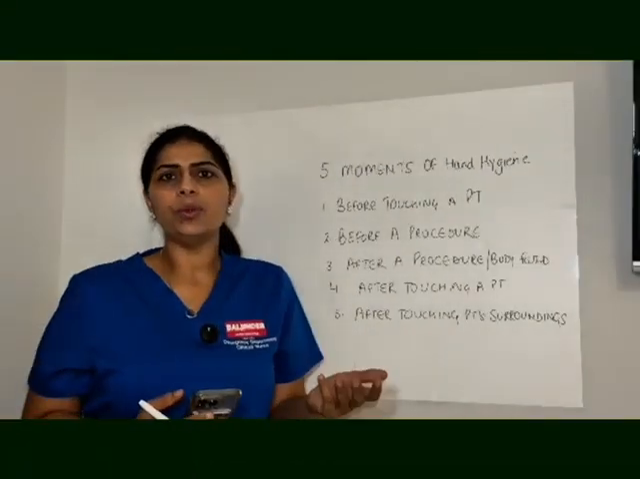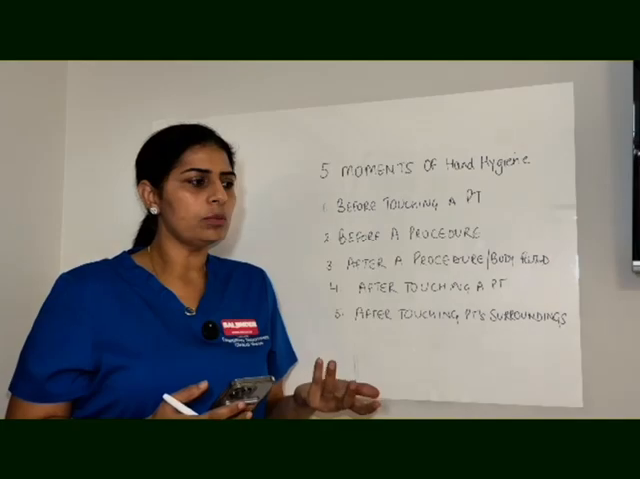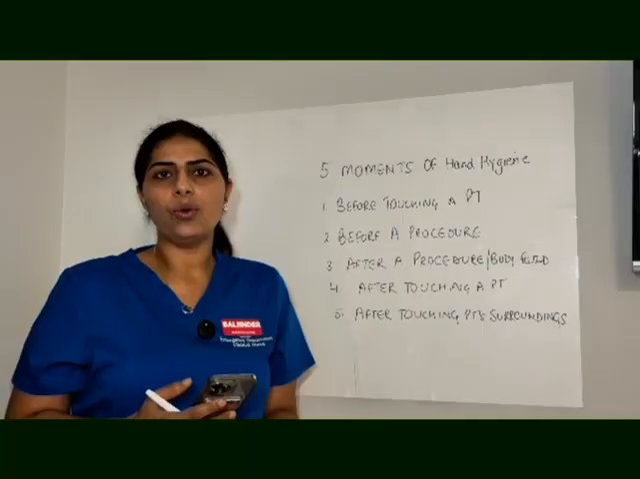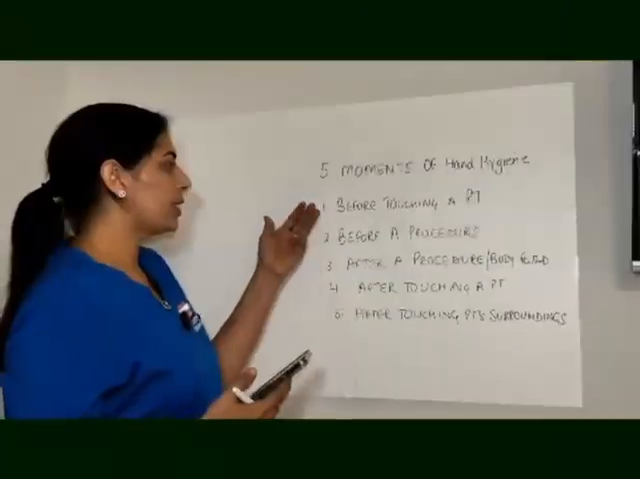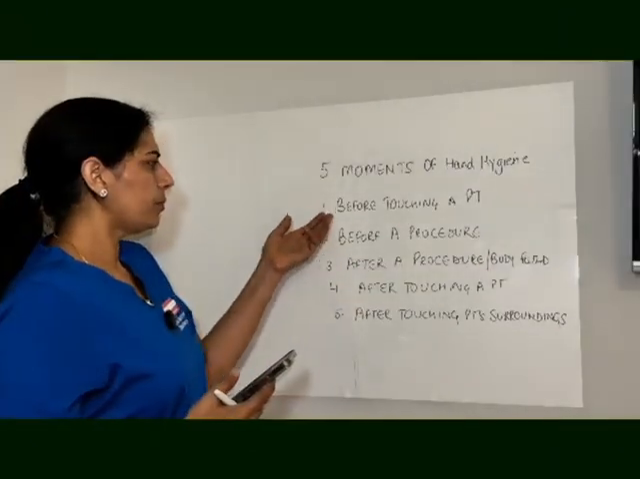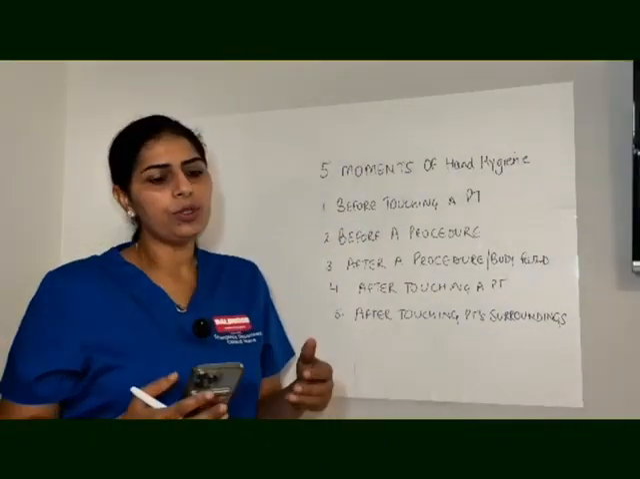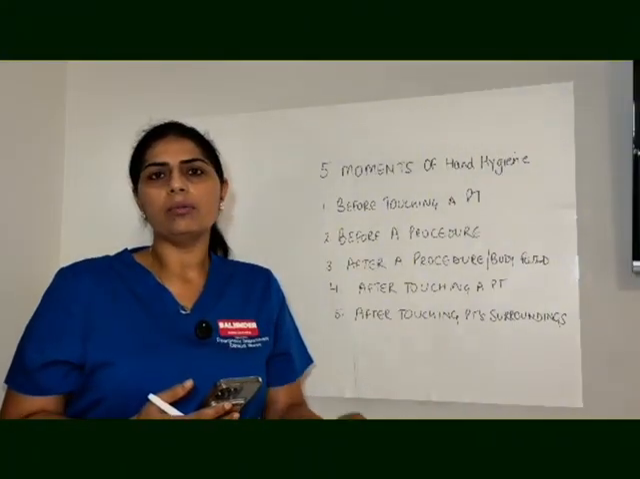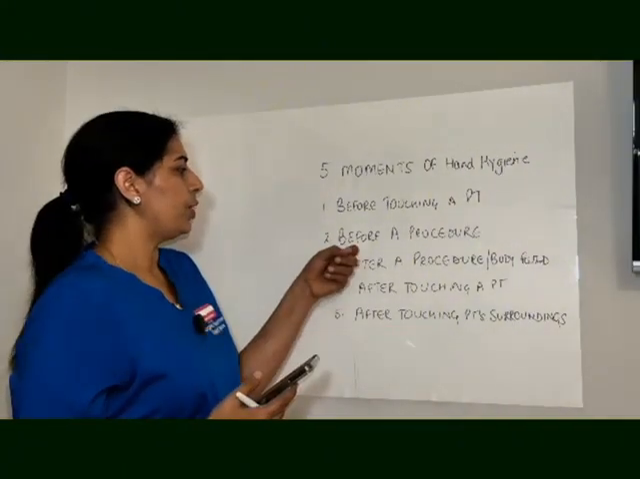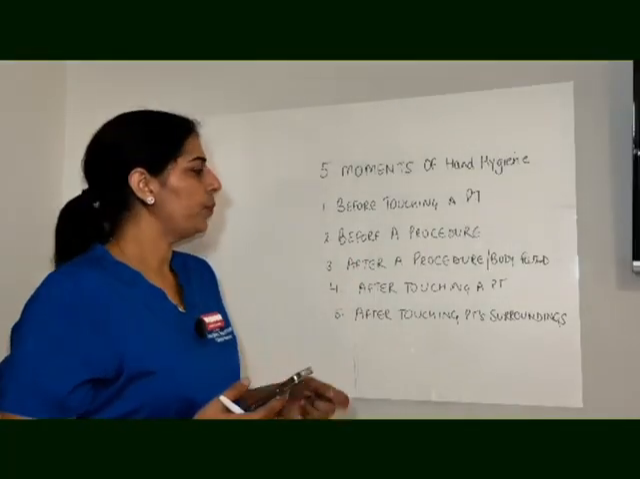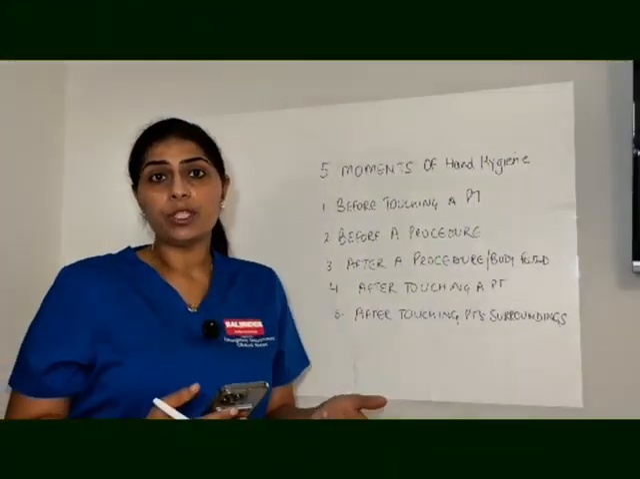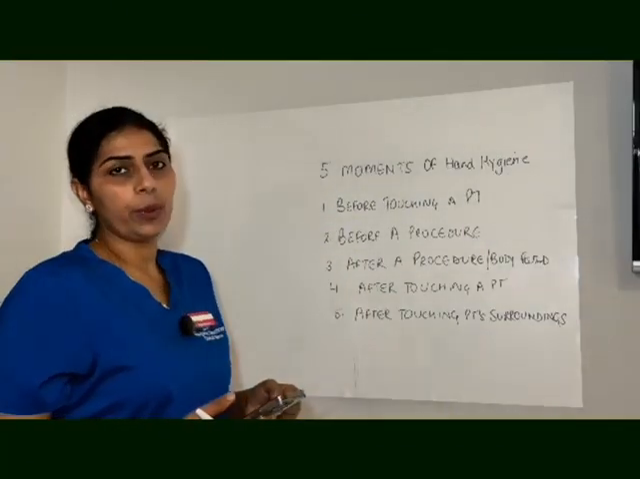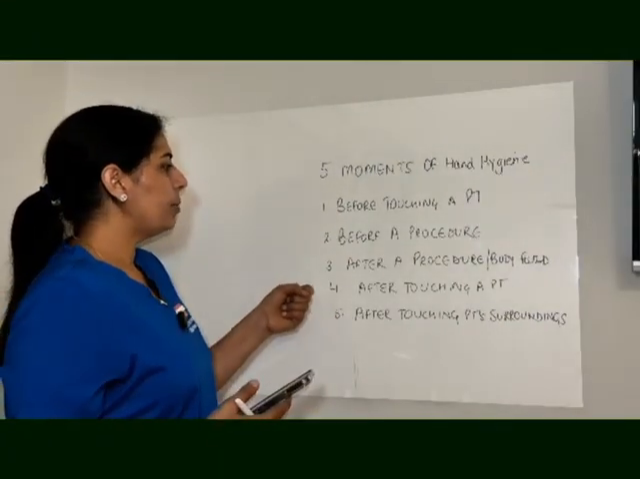So for example, you are going to be part of a scenario which is checking a patient's vital signs. When you enter the room, that's when you will perform the first hand hygiene moment. And secondly, when you start doing the procedure and you hold your patient's arm to take a blood pressure, that's when you will do hand hygiene moment 2. Then after you complete the procedure, you're done checking blood pressure and vital signs, you will perform moment 3.